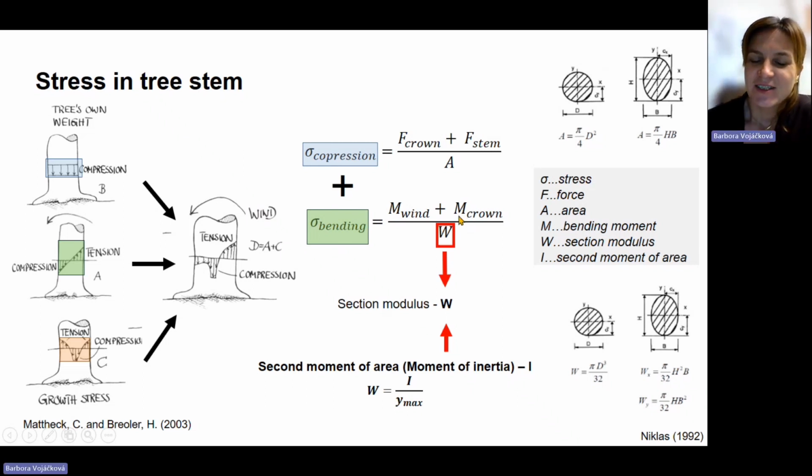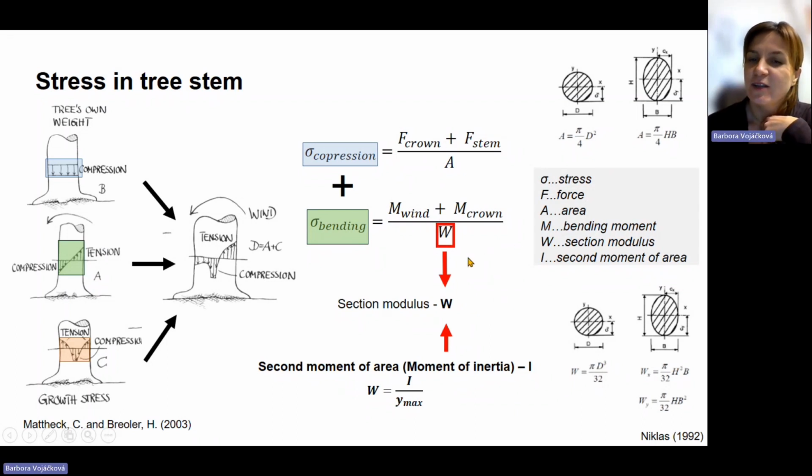So we compute compression or bending, and today we again will go to the small part, and we just concentrate on the bending and on the geometry parameter from the bending. The stress in bending is calculated as the bending moment applied on the tree, divided by this letter, which is called the section modulus.